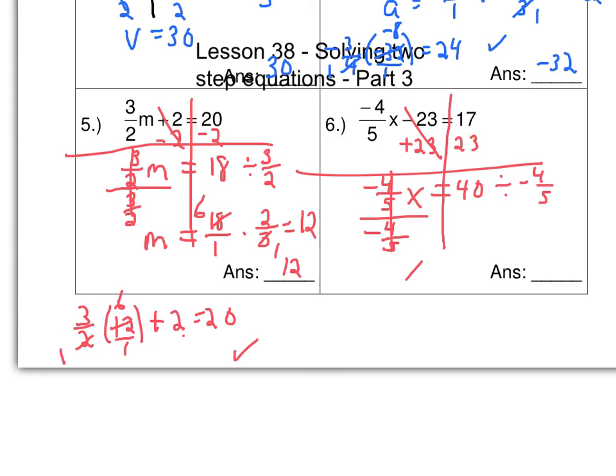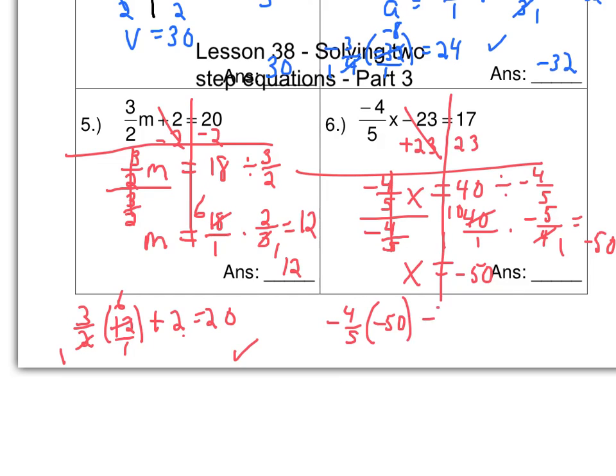So this goes away, x equals, cross reduce, and I get negative 50 as my answer. And then I can check. Negative 4/5 times negative 50 minus 23, does that equal 17? I put a 1 here, there's 1, there's negative 10. So negative 4 times negative 10 makes positive 40 minus 23, and that checks.